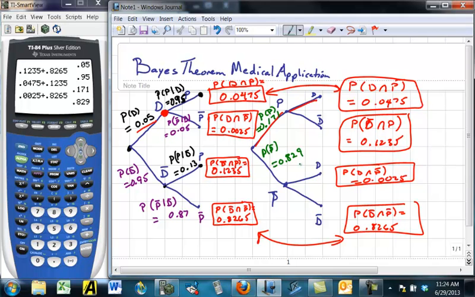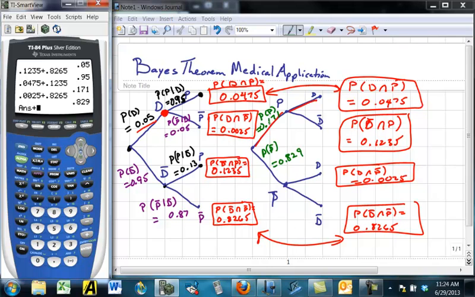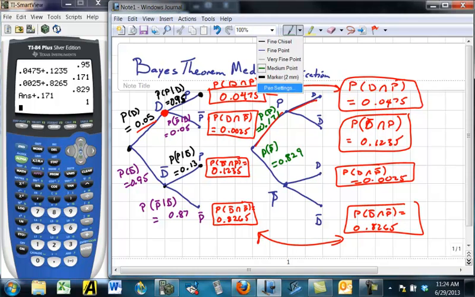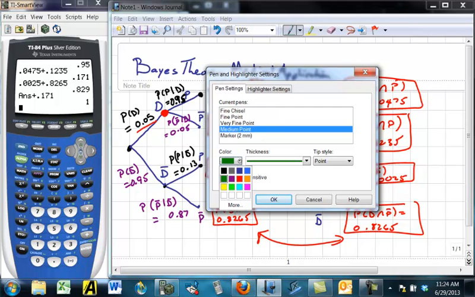Of course, 0.829 and the 0.171 better add up to 1. So we can kind of check that. Or we could have just subtracted from 1 to find that. So we had a couple ways of finding that one. Alright, now what about the next piece? What can we do next? Well, let's see here.